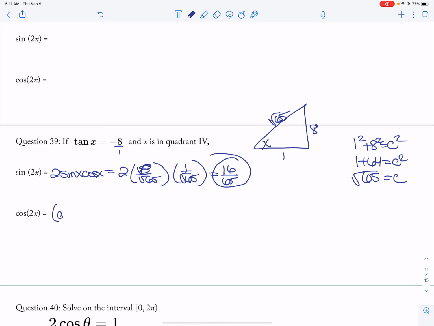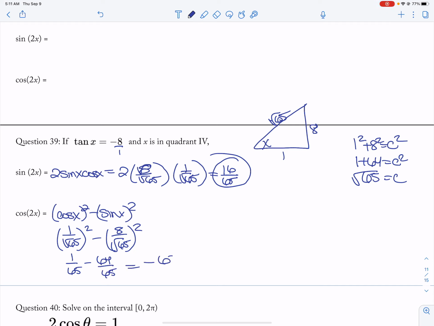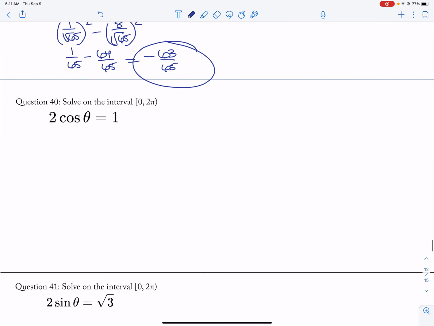Same thing. Cosine x squared minus sine x squared. So cosine would have been 1 over root 65 squared minus 8 over root 65 squared, which would have given me 1 over 65 minus 64 over 65, which would have been -63 over 65.